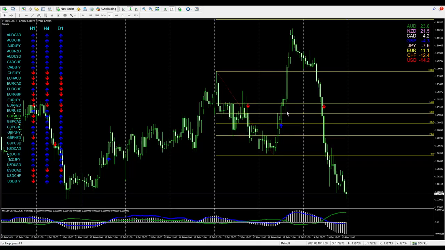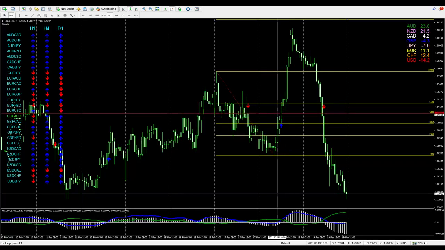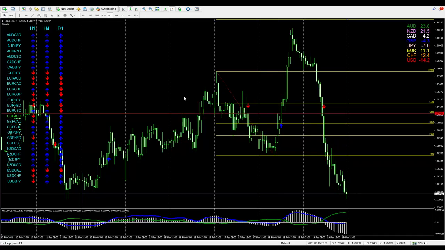It didn't actually hit our 50 Fibonacci here, as you can see. So this is the 50 Fibonacci, so we would have to wait for it to hit around here. It went to 116 pips, but actually it became a sell already around this point, so there's no really proper setup for GBPAUD because we missed this kind of retracement, which is just around 2 pips for GBPAUD.